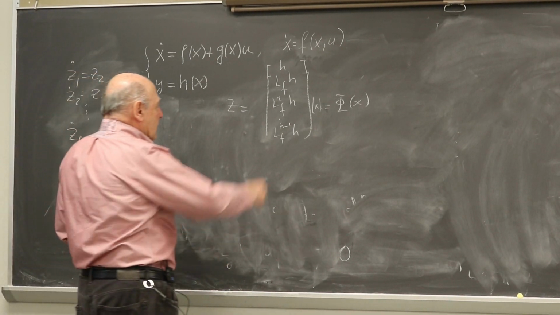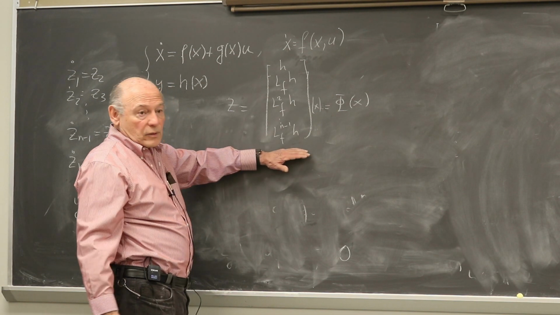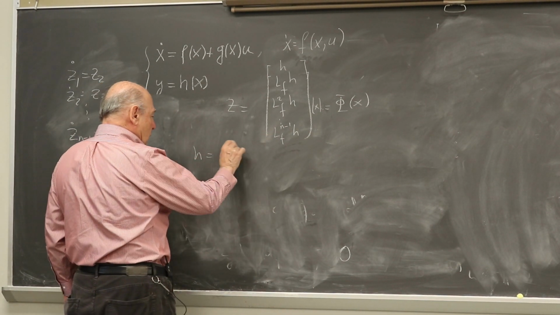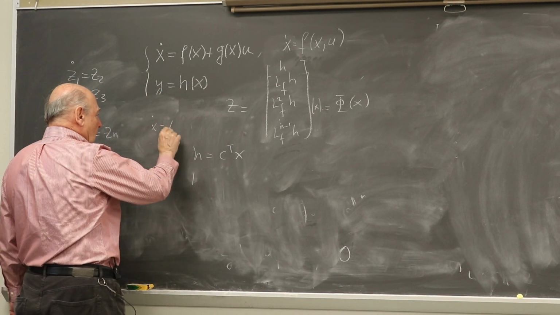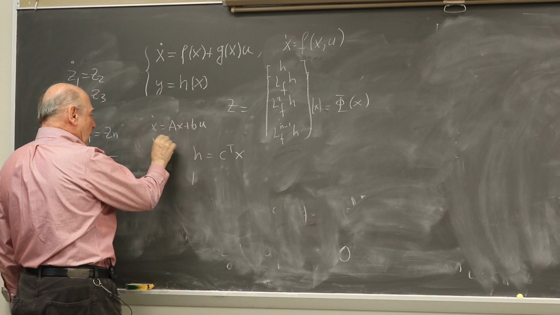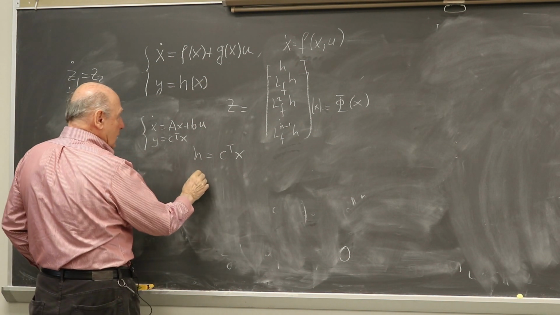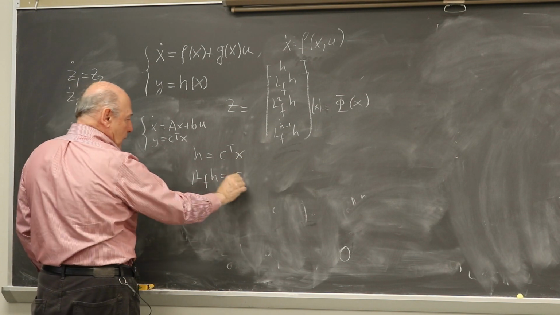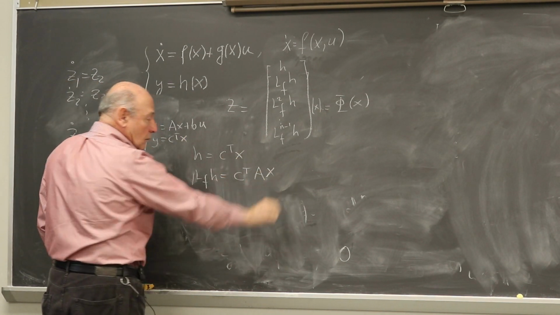Remember, this is like the observability matrix. It's also a good exercise to show that this is the observability matrix. Why? Because h is C transpose x. For a linear system, this is something that has to be done. For a linear system with y equals C transpose x, h is C transpose x, L_f of h is the gradient of this with respect to x, that's C transpose times f, which is Ax.